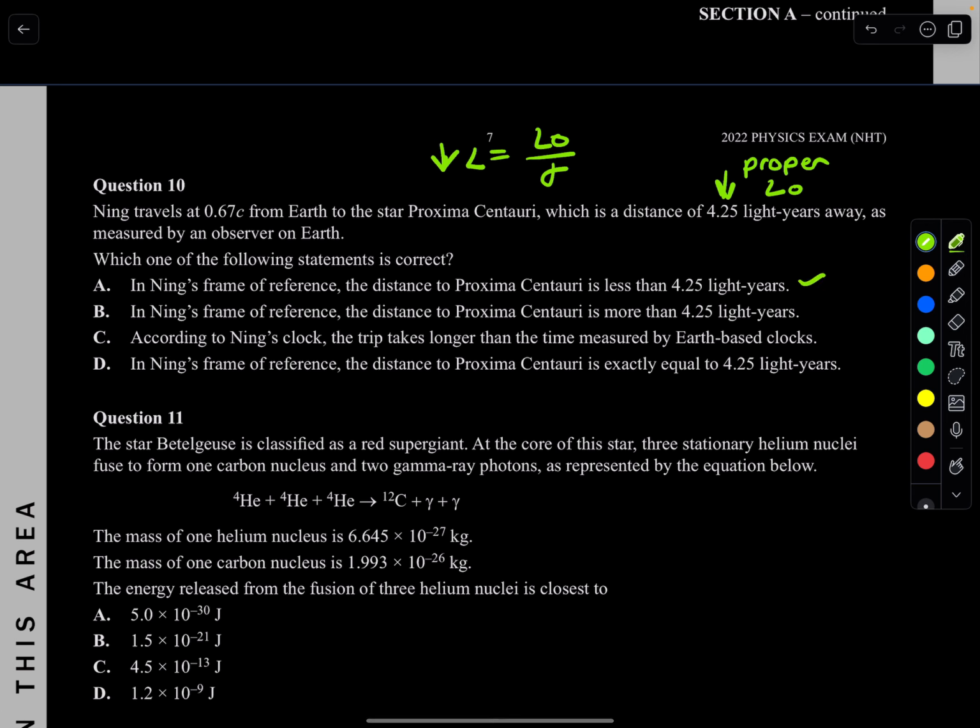Let's look at the next one. In Ning's frame of reference, the distance is more than 4.25. Nope. Its length is contracted. According to Ning's clock, the trip takes longer than the time measured by the Earth's base clock. Nope, it will take a shorter time, because remember, length is being contracted. In Ning's frame of reference, the distance is exactly 4.25. No, length contraction has happened, so A is the answer.